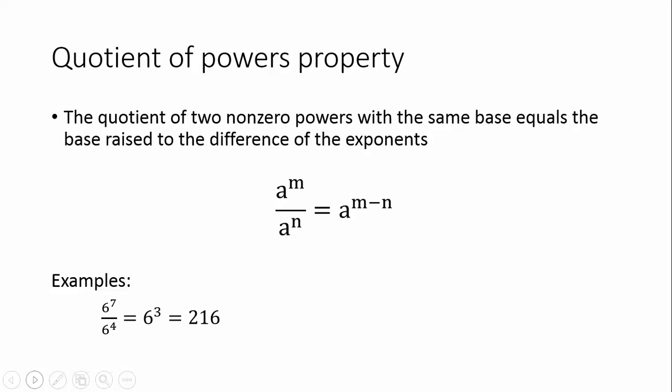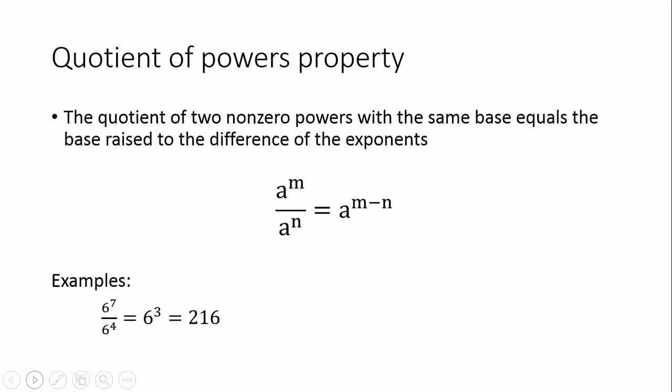So the first property is called the Quotient of Powers property. What this states is that the quotient, remember that's division, of two non-zero powers with the same base equals the base raised to the difference of the exponents. So if we have a to the m over a to the n, notice that the bases are the same, they're both a's, then we just subtract the exponents, the top m minus the bottom n.